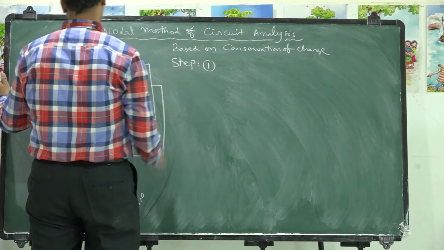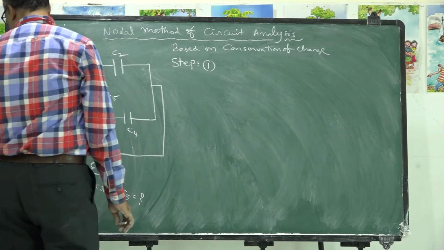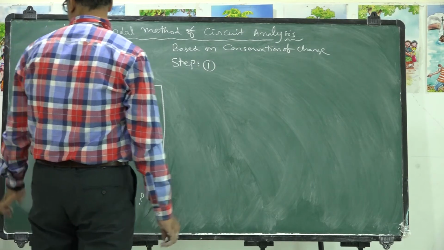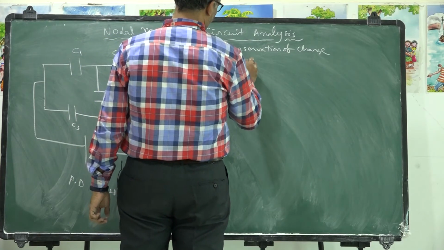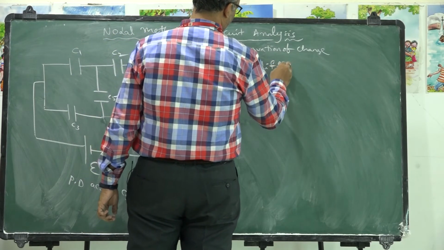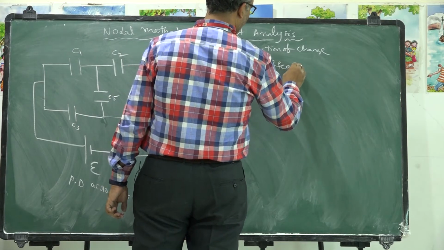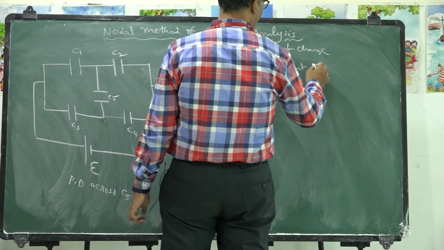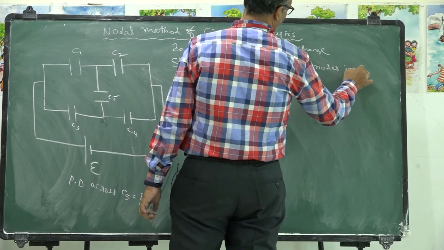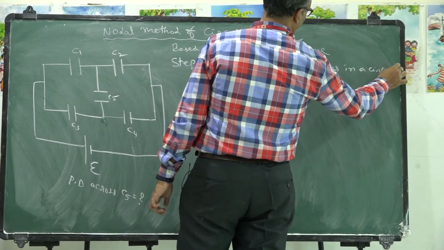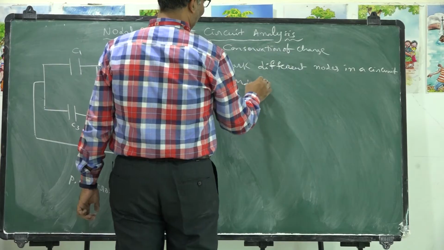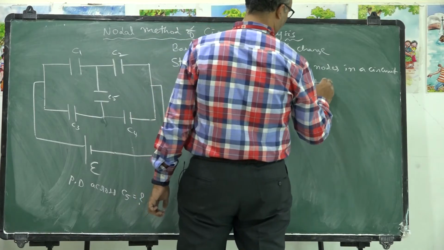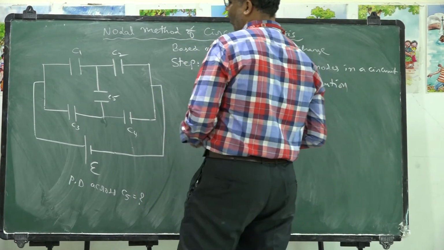Step number one, mark different nodes in a circuit and assign the potentials. This is the first step in nodal analysis.